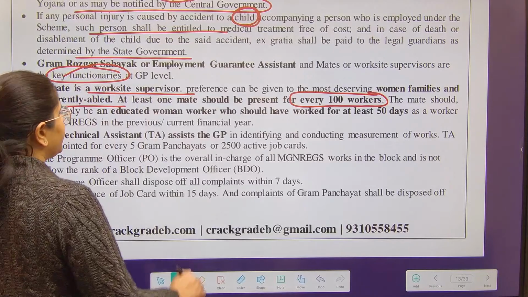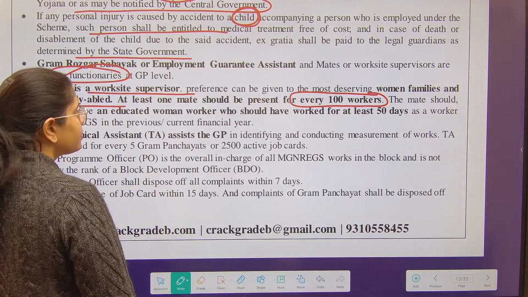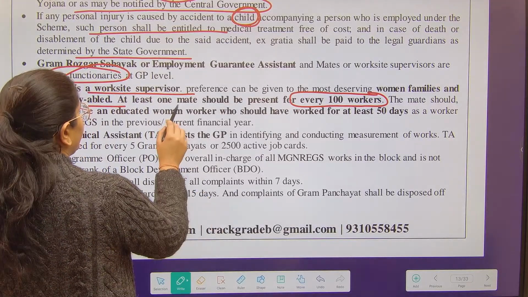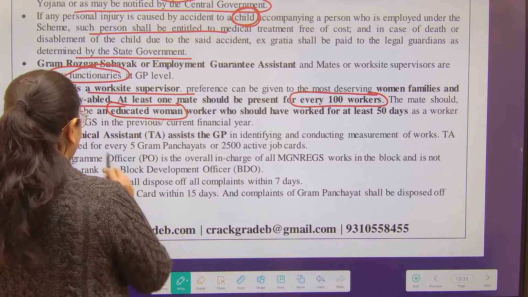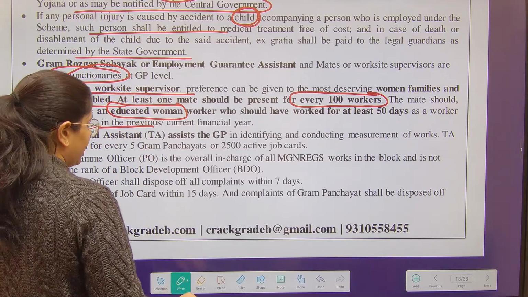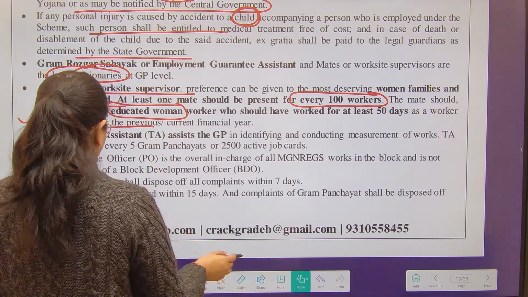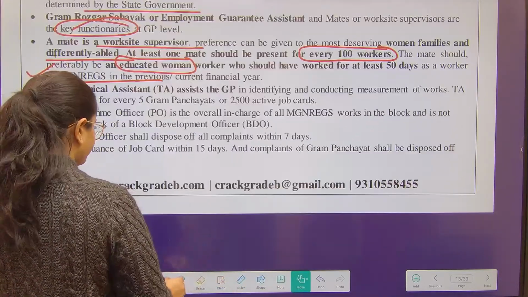Now what are the eligibilities over here? Preference should be given to an educated woman who should have worked for at least 50 days as a worker in MGNREGA in the previous or the current financial year.